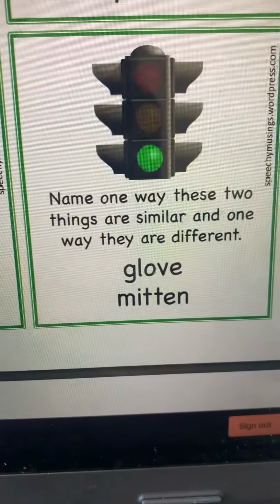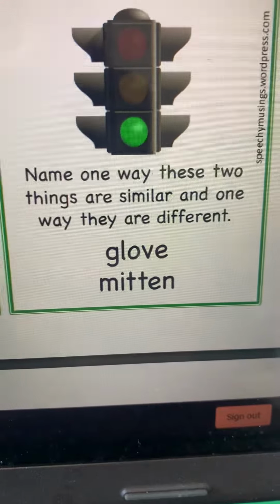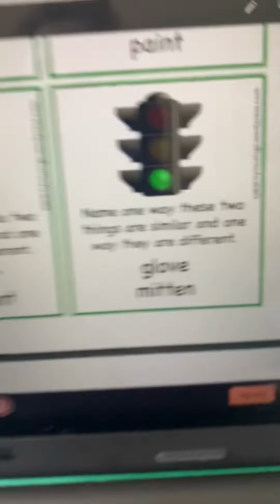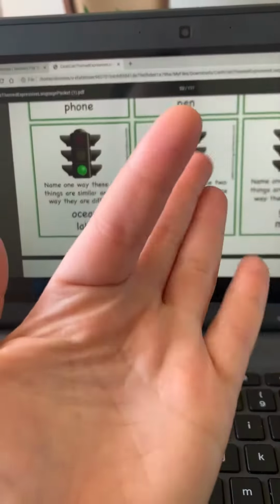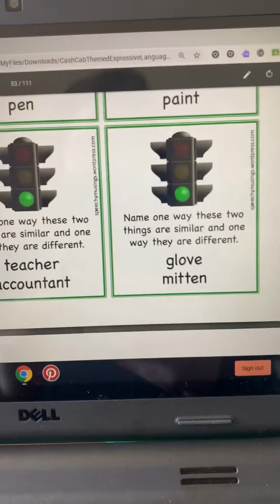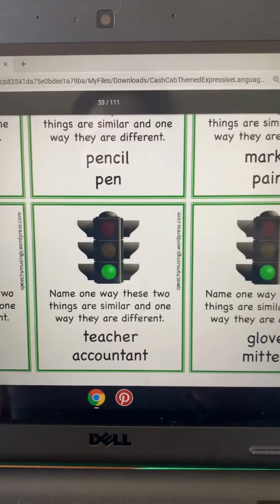One way these two things are similar and one way they're different. A glove and a mitten. So they're both types of clothing. They're both clothing we wear in cold weather that goes on our hands. The big difference between a glove and a mitten is a glove covers all 5 fingers and a mitten only has 2 spots for 4 fingers and a thumb. That's usually what younger kids wear because it's hard to get gloves on every finger until they're a little bit older. So that is a way to talk about how things are the same and different.